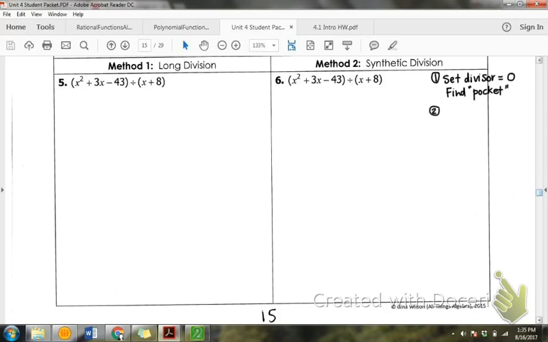Then the second step is to line up the coefficients. And then you want to make sure you're always checking for missing terms. If there's a missing term, you're going to put in a 0. Okay, so step number 1 is set the divisor equal to 0. So step number 1, I'm going to set x plus 8 equal to 0. And if I solve that, that gives me negative 8. So negative 8 becomes my pocket number. And so we're going to put it in a little pocket.